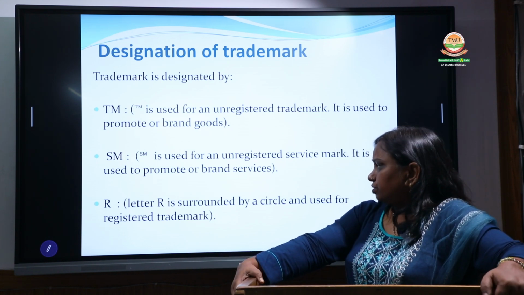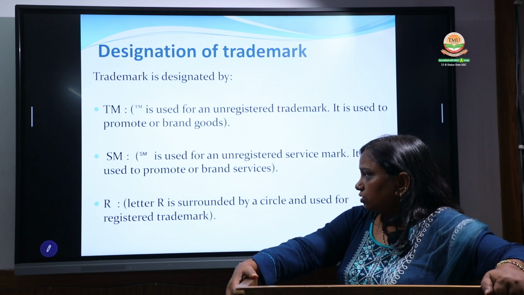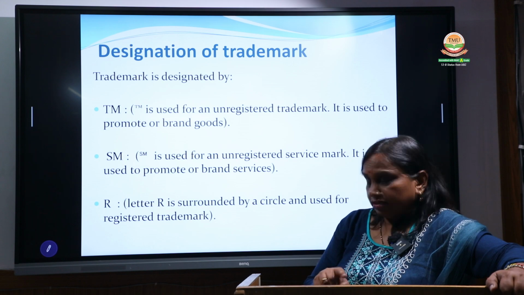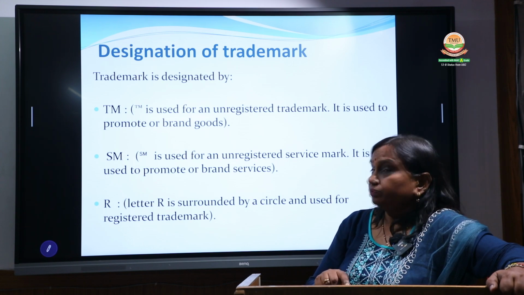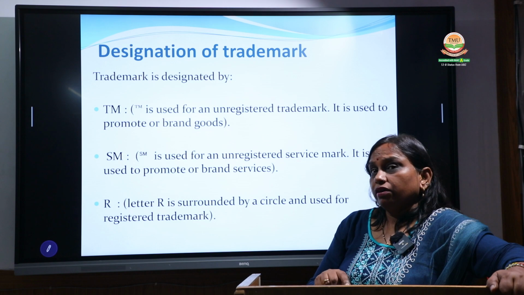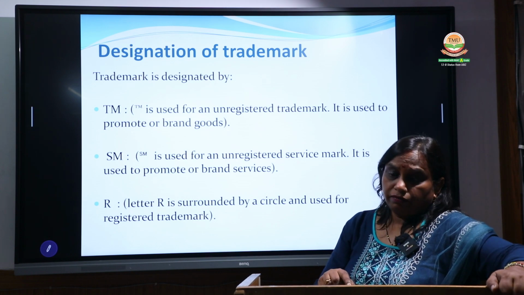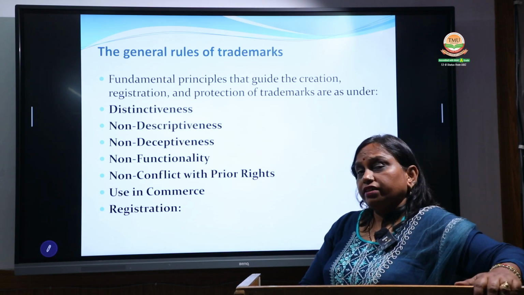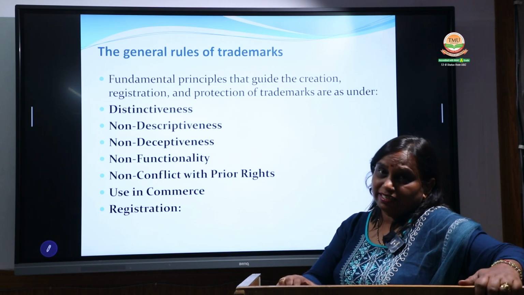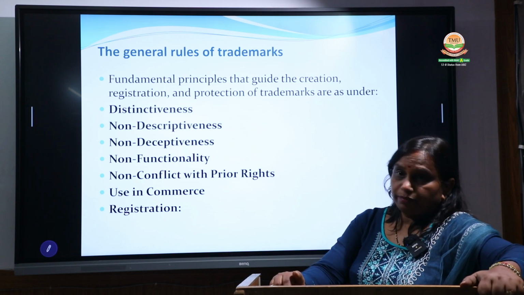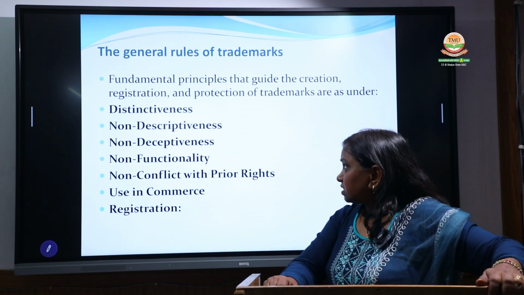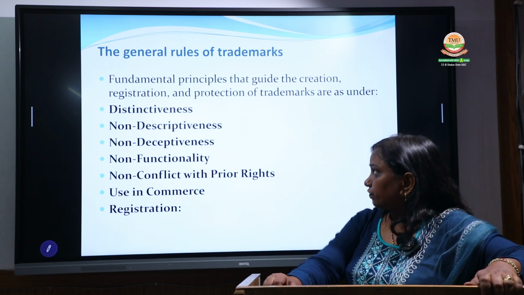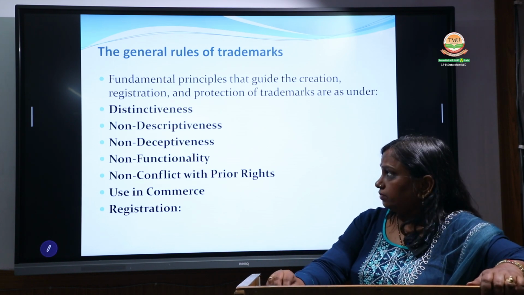The letter R is used in a circle, and this represents that a particular trademark is registered, and this will prevent others from using or copying this particular mark with their goods and services. Now, there are certain rules and regulations, certain principles which have to be taken care of for the registration of the trademark. So the fundamental principles which must be kept in mind for the registration and protection of the trademark are as mentioned here.